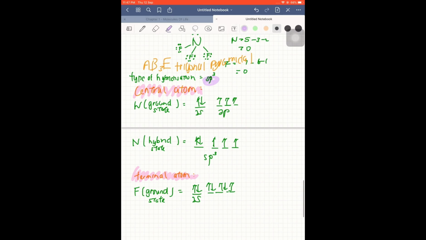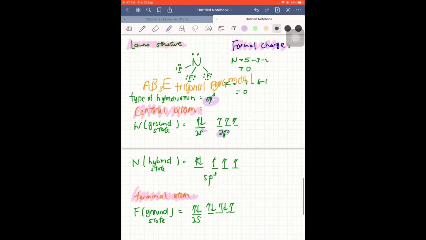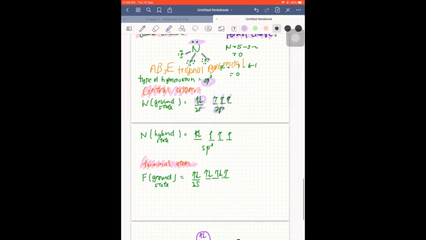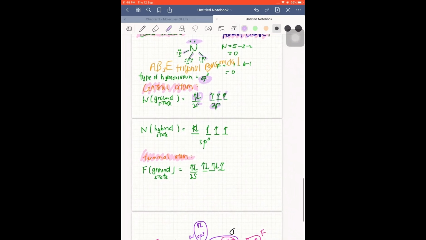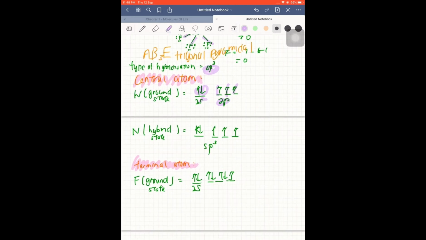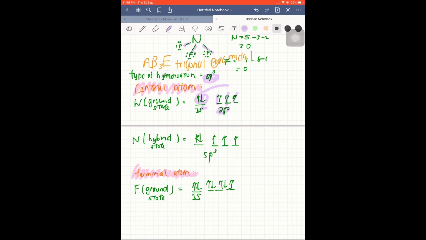We need to draw the orbital diagram for the central atom and also the terminal atom. For the central atom, the ground state of N has 5 electrons in 2s and 2p. Do we need to excite anymore? No, because the 2 electrons in 2s refer to the lone pair, and the 3 orbitals of 2p refer to the 3 bonds. So the ground state of N already fulfills the condition, and we don't need to excite. N doesn't have a d orbital, so we don't need to do that. We just skip to the hybrid state, which will form sp3.